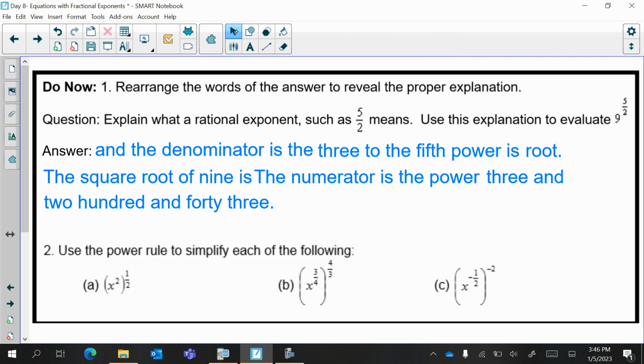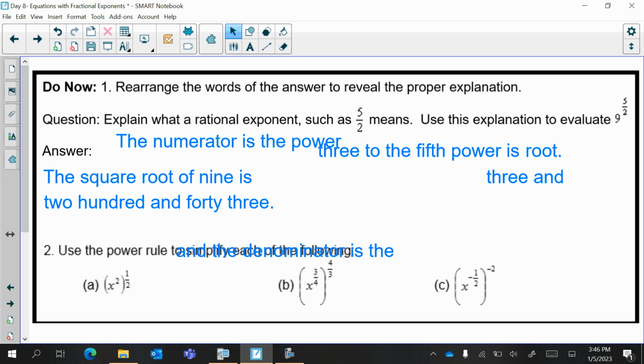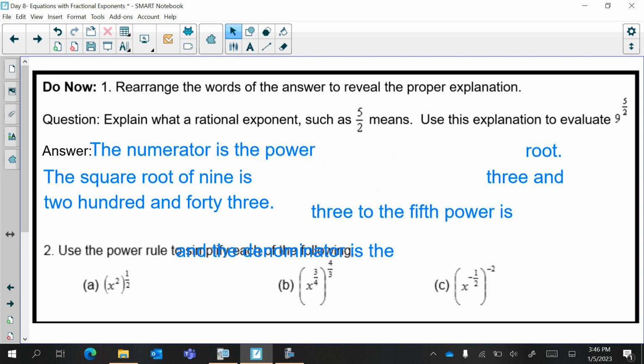So the question was, explain what a rational exponent, such as 5/2 means, and use this explanation to evaluate 9 to the 5/2 power. Now, we know, or hopefully we remember, that all of our explanations should start by identifying what the power and the root is. The power is in the numerator, and the root is in the denominator. So we have the numerator is the power, and the denominator is the root.